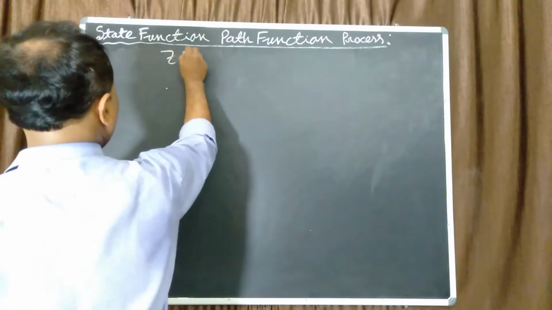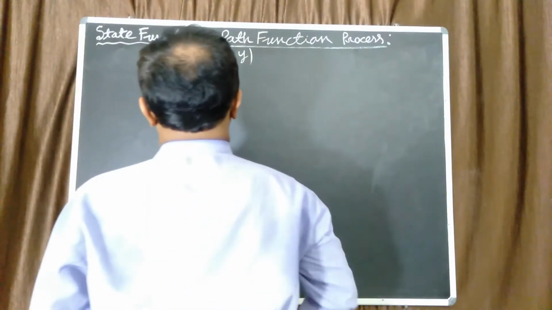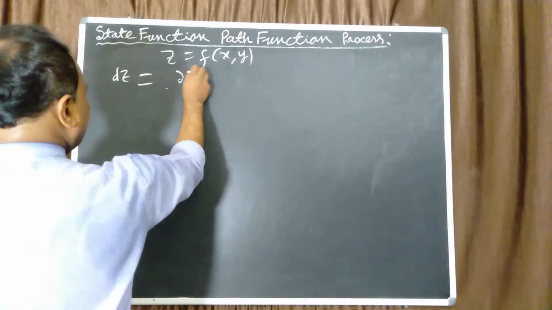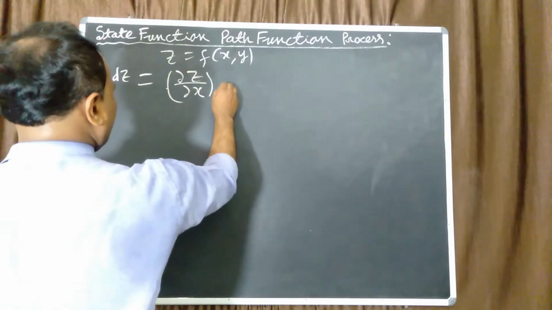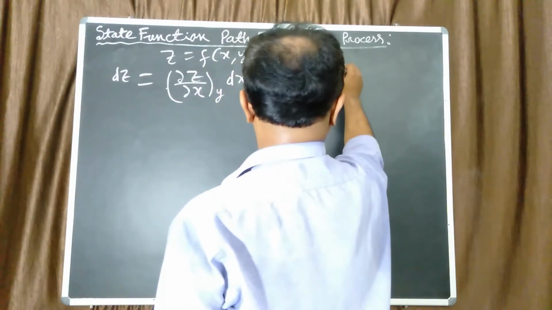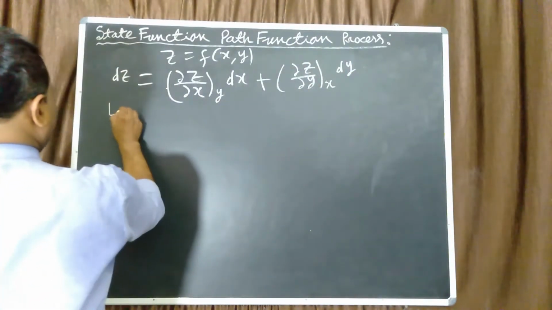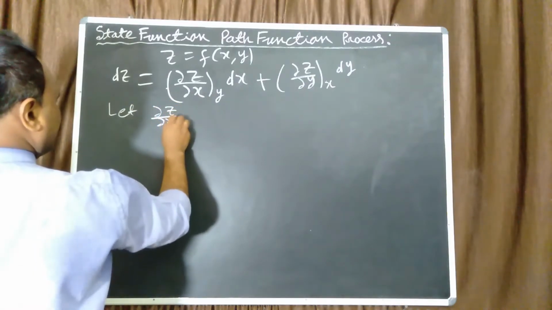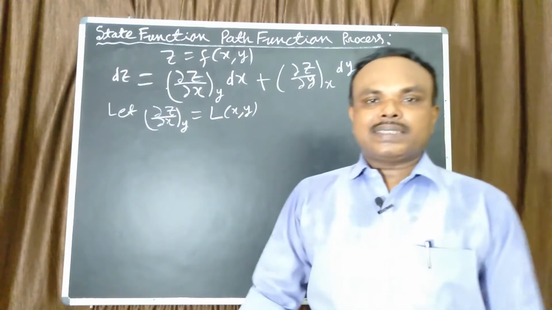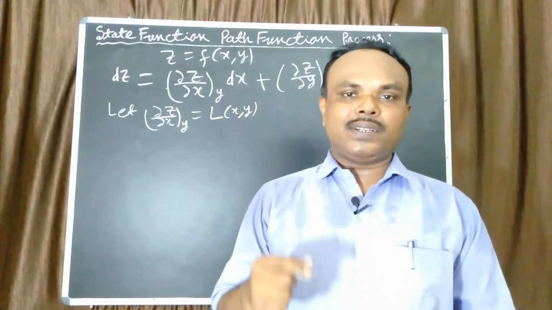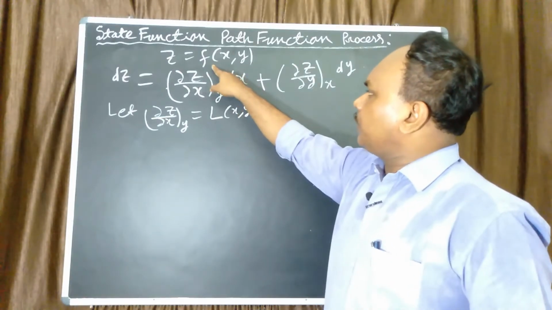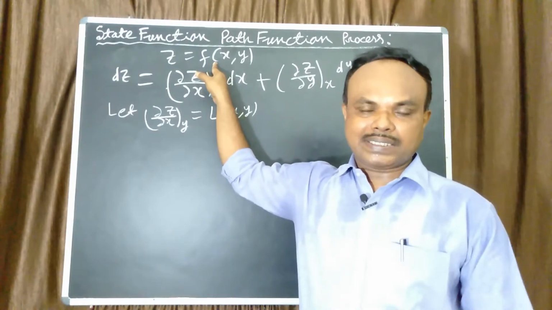Now z equals f(x,y). Differentiate: dz equals (del z by del x) at constant y dx plus (del z by del y) at constant x dy. Let del z del x at constant y equal L(x,y). That means the state function or state property is a perfect differential or exact differential, and this is the form of the perfect differential or exact differential for the equation of state z equals f(x,y), whereas z is considered as a state function or state property.